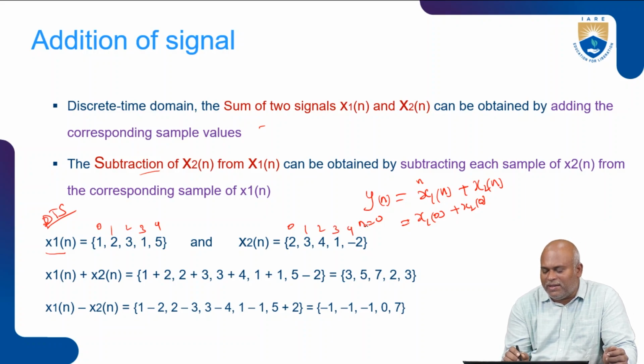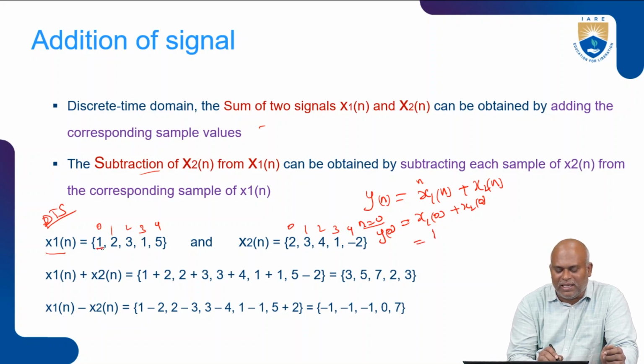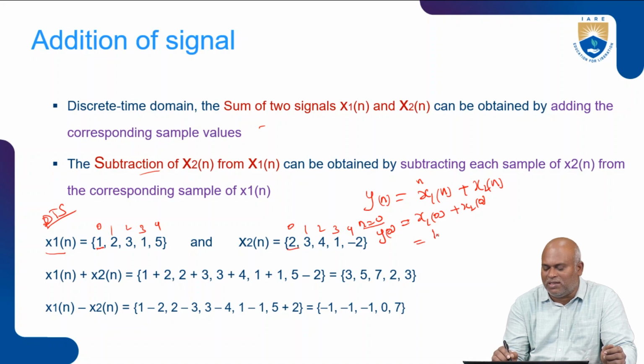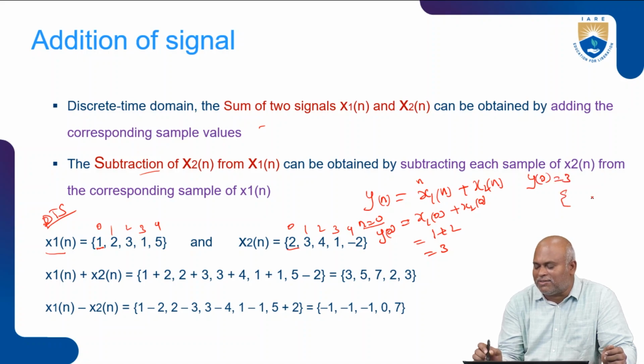Now what are we doing? y of n for n equal to 0: y of 0 is equal to x1 of 0 plus x2 of 0. That means x1 of 0 is represented as 1, and x2 of 0 is equal to 2. Then 3. Now y of 0 is equal to 3. That means I should write it like this: the 0th position is 3.